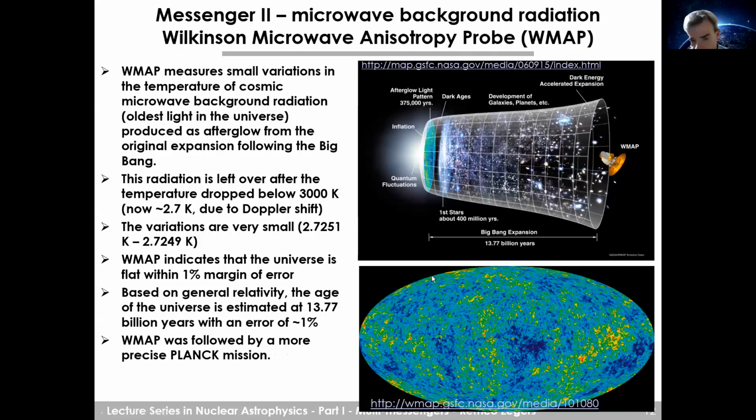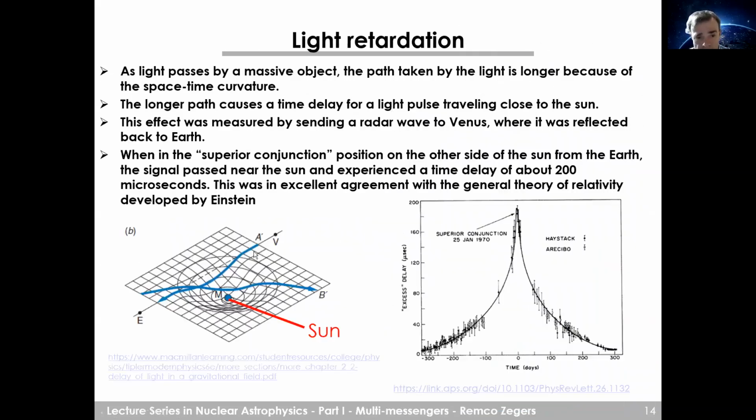If this is Venus right here, and this is the Earth, light can travel from Venus to Earth, and you can send signals to Venus. In this case, they actually send a signal towards Venus and then have it bounce back towards Earth. If the sun is not in between Venus and Earth, then that signal can move unperturbed. But if the sun is just in between Earth and Venus, then that path will be disturbed by this curvature of space-time. And so the longer path causes a time delay for the light traveling close to the sun.